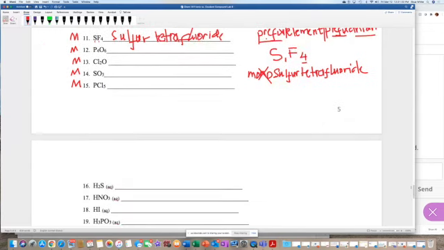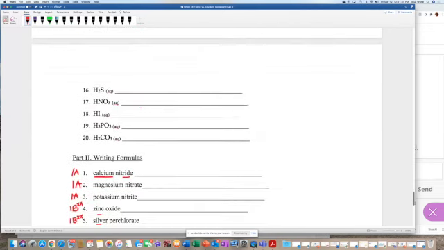So our last list is the acid and base. Well, just acid, sorry, for right now, this part here. So we're going to be naming 16, right here, H2S; 17, HNO3; 18, HI; 19, H3PO4; 20, H2CO3. Okay, we can do this.